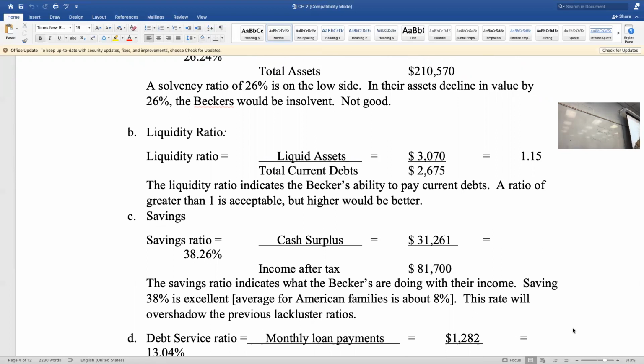Okay, and then the cash savings ratio. That's the cash surplus, which is right here, the total income minus the expenses, divided by their after-tax income. So you had to take their gross income and just use their net income. And so that's 38%. So their savings ratio is really pretty good. Here's the average for the US, 8%. So they've got a 38% savings ratio. So maybe that's why the husband isn't that concerned about having the baby and his wife having to take off, because he realizes they do have a lot of savings.